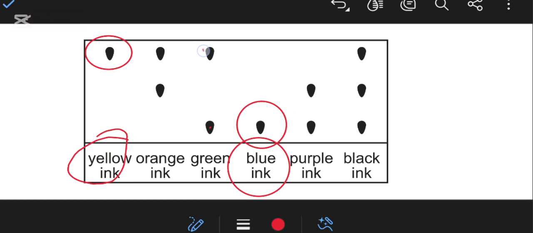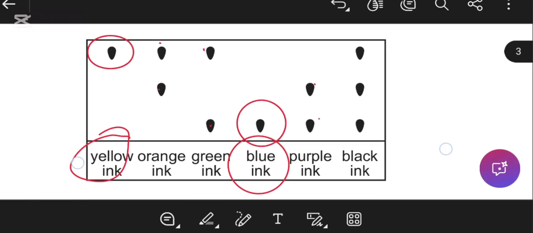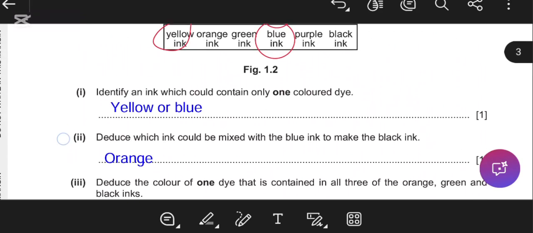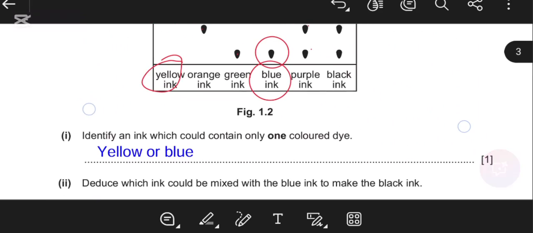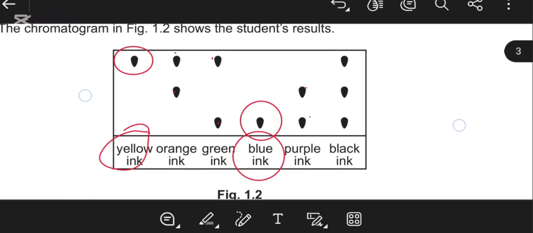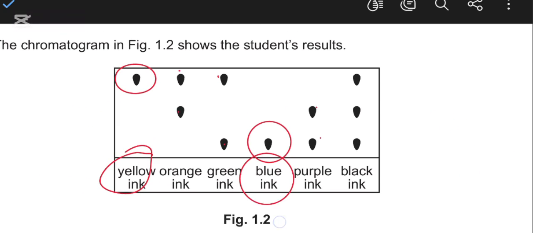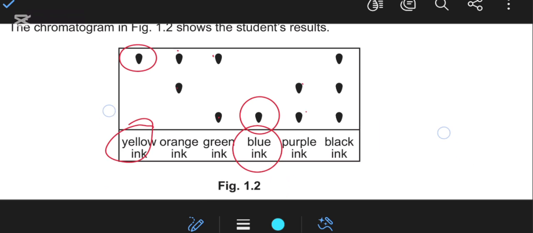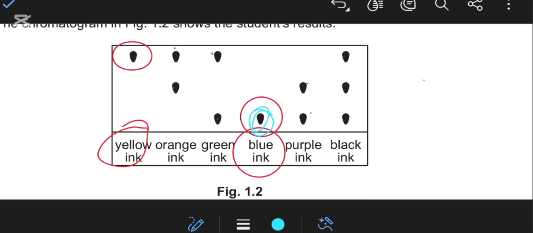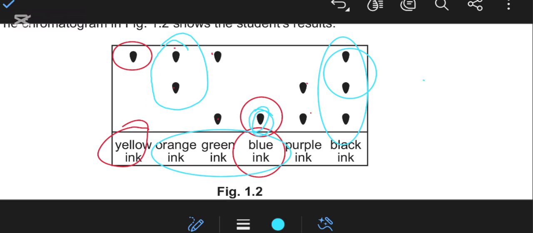The rest all have more: green has 2 spots, orange has 2 spots, purple also has 2 spots, black has 3 spots. Now, moving on, deduce which ink can be mixed with the blue ink to make the black ink. All right, let me explain this. This is the blue ink. It has 1 dye, whereas the black ink has 3 dyes. So blue ink has 1 dye, it needs these 2 dyes, and it can get them from orange. So blue and orange together will make the black ink.